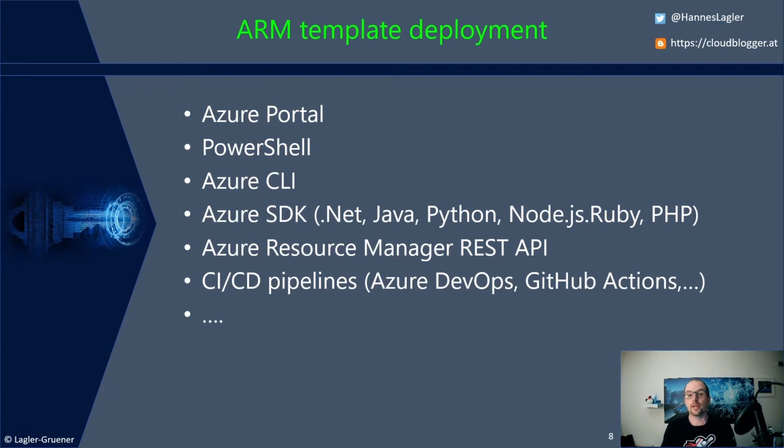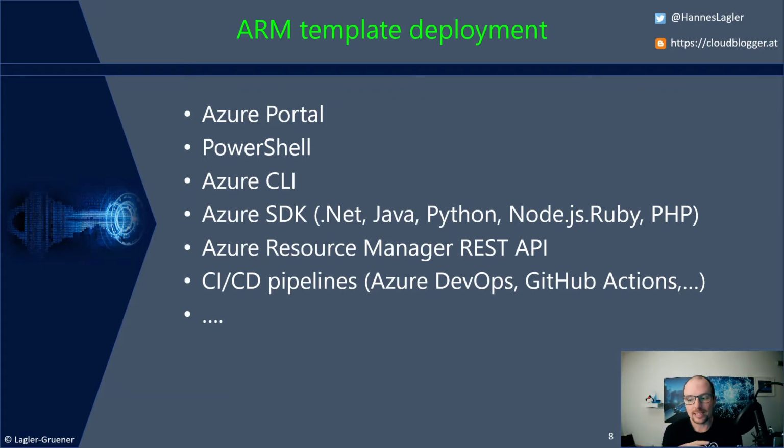We have also the ability to talk with the Azure Resource Manager over a separate REST API and give the REST API the ARM template. And from my point of view, the best option you have is a CI/CD pipeline. You can choose to deploy resources with the Azure DevOps service or GitHub Actions if you want.